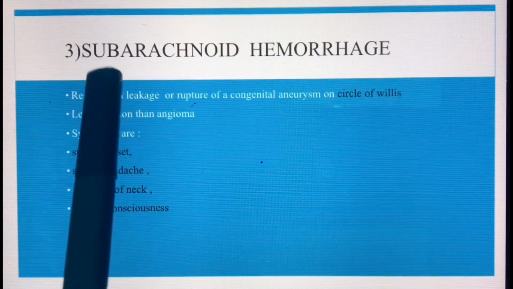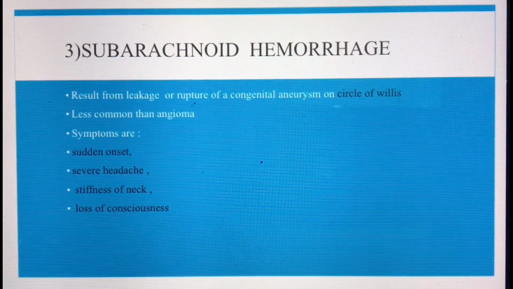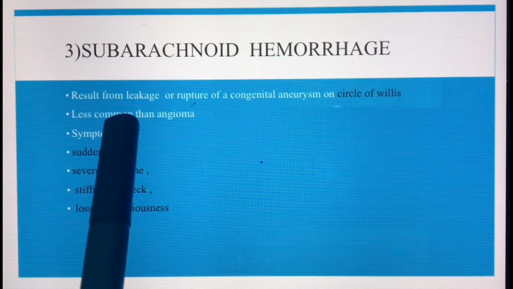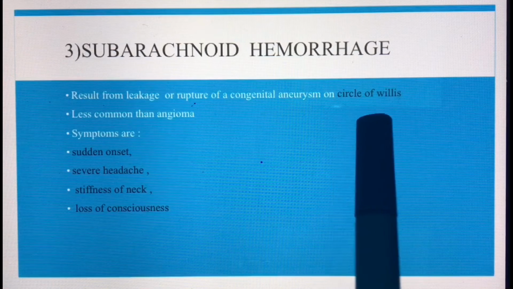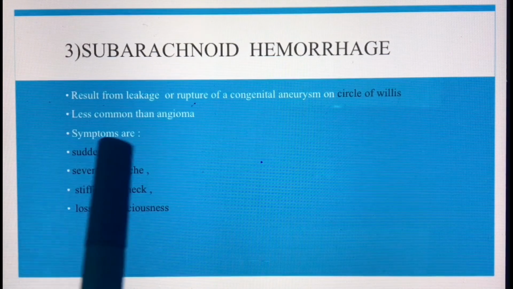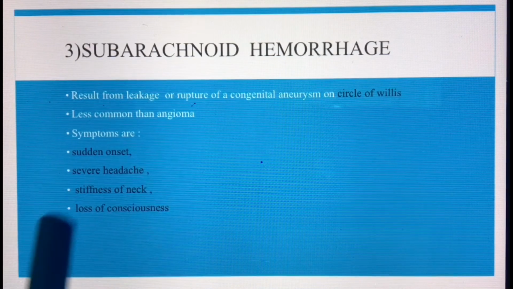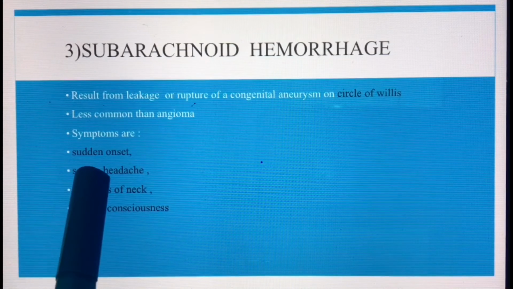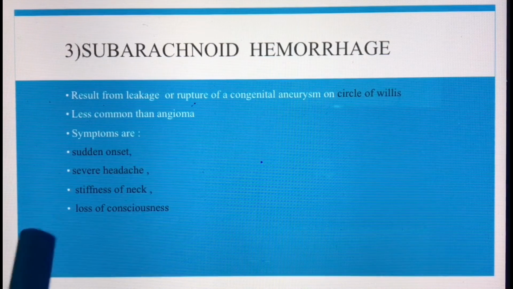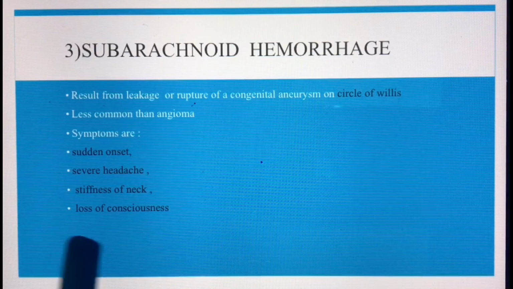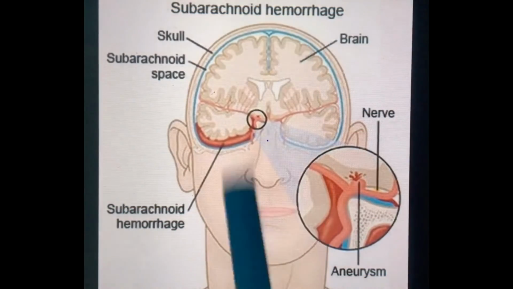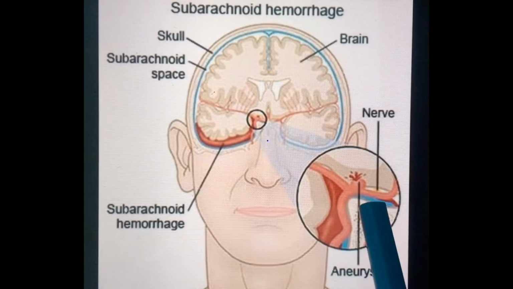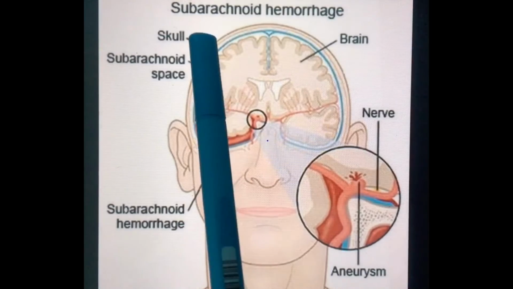The third one is subarachnoid hemorrhage. The subarachnoid hemorrhage results from leakage or rupture of a congenital aneurysm on the circle of Willis, but it is less common than angiomas. The symptoms involved are sudden onset, severe headache with stiffness of the neck and loss of consciousness. In this picture, you can see there is a rupture of the congenital aneurysm that caused the subarachnoid hemorrhage.